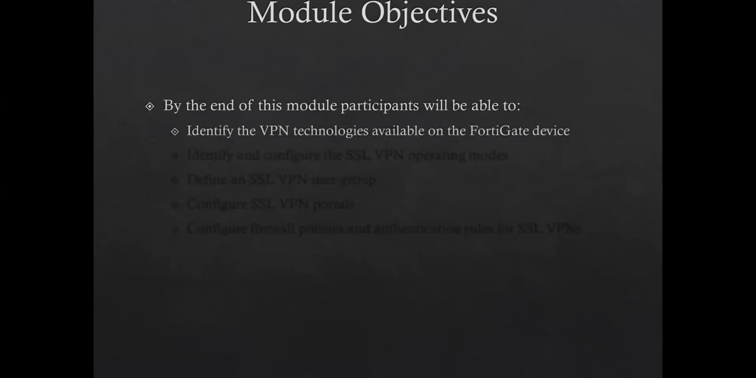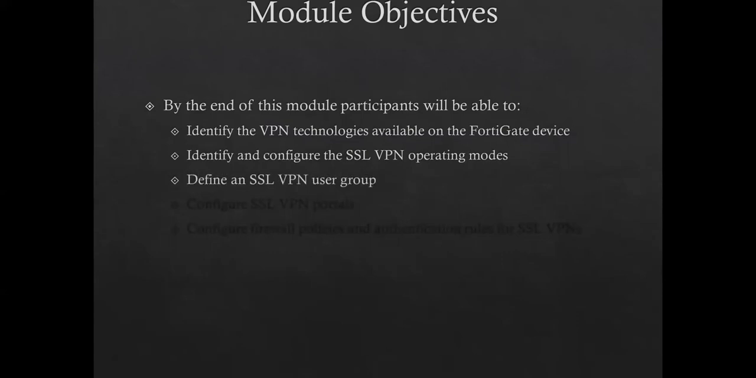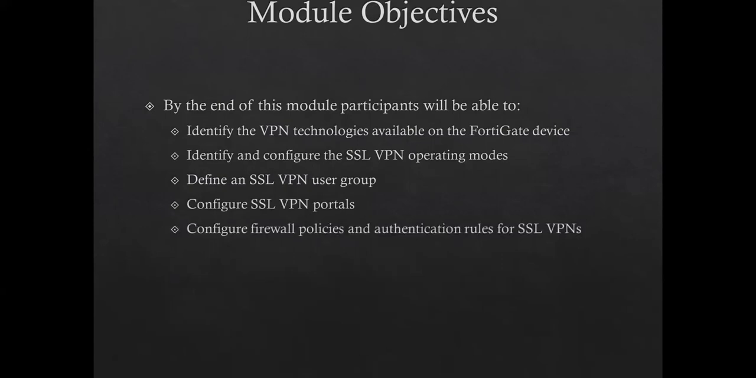So let's have a look at what the SSL VPN is. Whenever we are talking about any topic or technology, we first have to understand what we are going to get out of it. By the end of this topic, you'll be able to understand the VPN technologies available, what you can do on the FortiGate firewall, and how to configure those technologies, for example the SSL VPN or the IPsec VPN. Then how the SSL VPN works with respect to the users, how to configure an SSL VPN portal, and then the firewall policies.